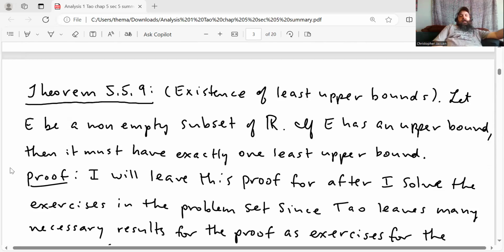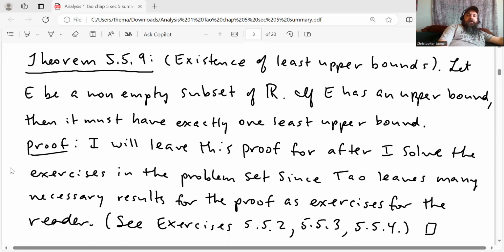All right, then he has a theorem here, 5.5.9, which I'm not going to prove here, but let me read it out first. This is about existence of least upper bounds. Let E be a non-empty subset of the real numbers. If E has an upper bound, then it must have exactly one least upper bound.